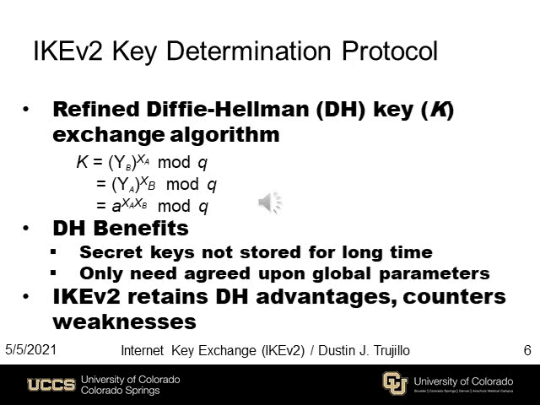That said, don't forget that there are a number of weaknesses to the Diffie-Hellman, as discussed in previous class lectures. As a reminder, some of these weaknesses include not providing information about the identities of the parties, being subject to man-in-the-middle attacks, and being computationally intensive, and thus vulnerable to what are called clogging attacks. However, the good news is that the refinement of IKEv2 key determination is actually designed to retain the advantages of Diffie-Hellman while countering its weaknesses, and we'll explore that on the subsequent slide.